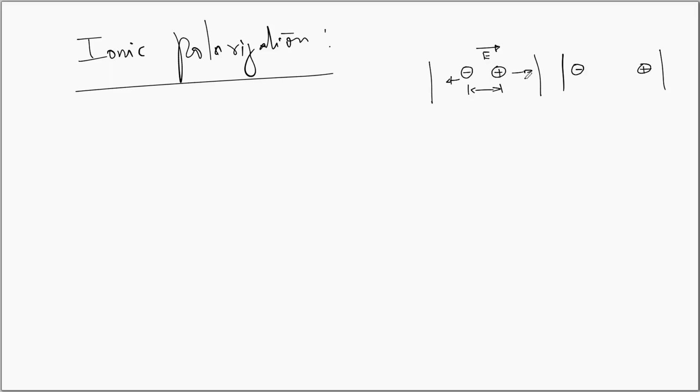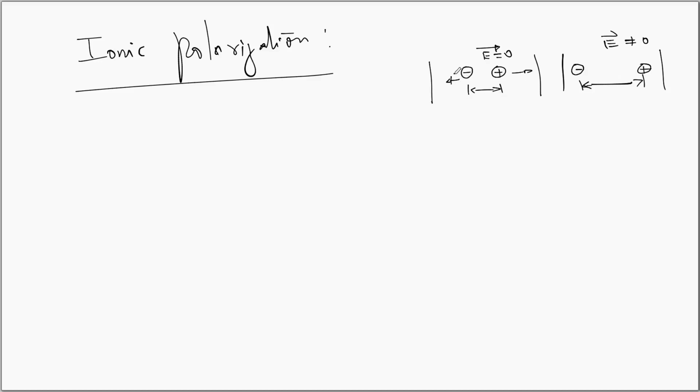In the presence of the electric field, we notice that the separation between these two ions is increasing. When the separation between the ions increases, it means the dipole moment also is changing. When the dipole moment changes, we say that the dielectric is polarized. Here there is a change in the dipole moment because of the applied electric field.